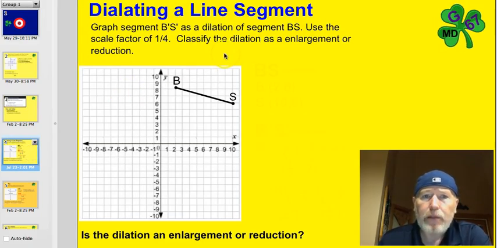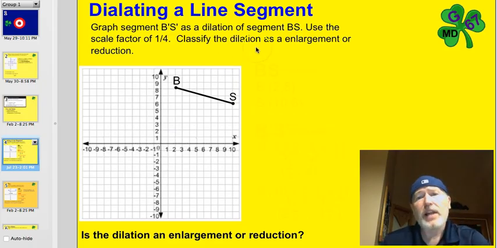Let's just dilate a line segment. We have to graph this segment B prime S prime as a dilation of segment BS. Use the scale factor of 1/4. Classify the dilation as an enlargement or a reduction. Part of my training tonight is to get you used to some of this language, so let's cut through it.